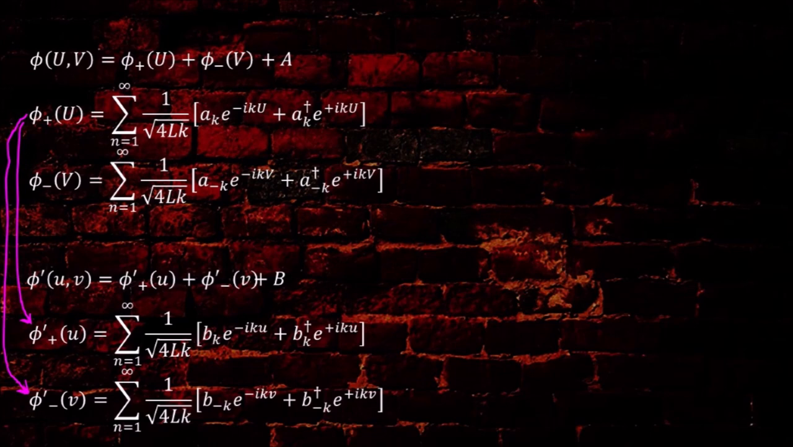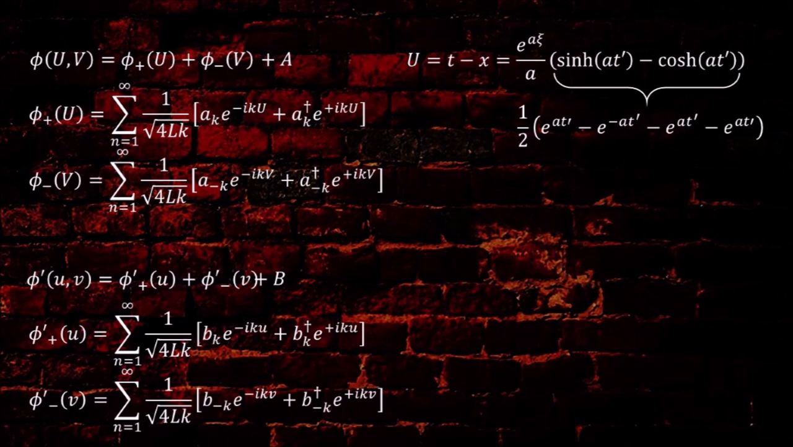So let's explore that. We can write capital U in terms of t prime and chi like so. If we write the explicit form of the sinh and the cosh, we see that capital U only depends on lowercase u.